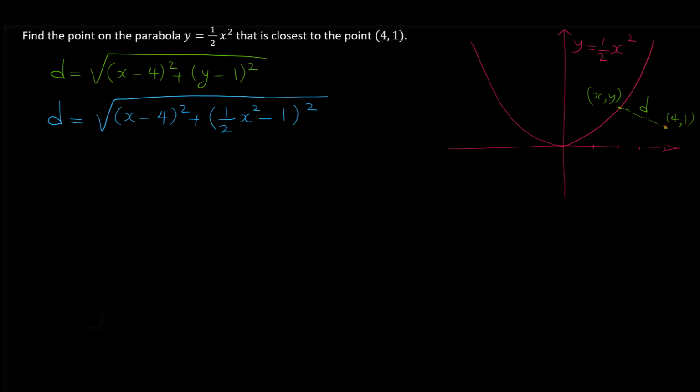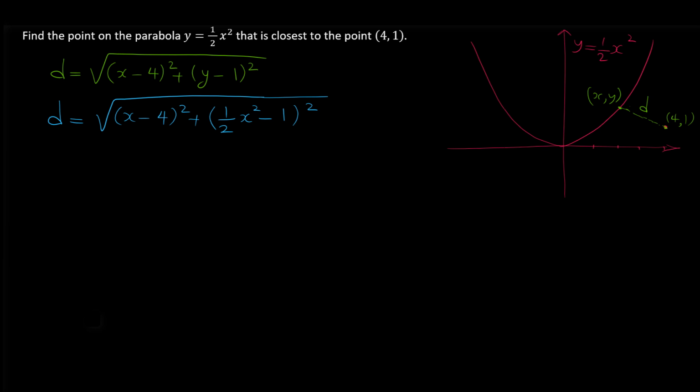Now the distance is in terms of the variable x, so we have only one variable. For finding the value of x that makes this expression minimum, we have to find the critical points. But as you can see, finding the derivative of this function is a bit hard because we have a square root, and under a square root we have a relatively complicated expression.